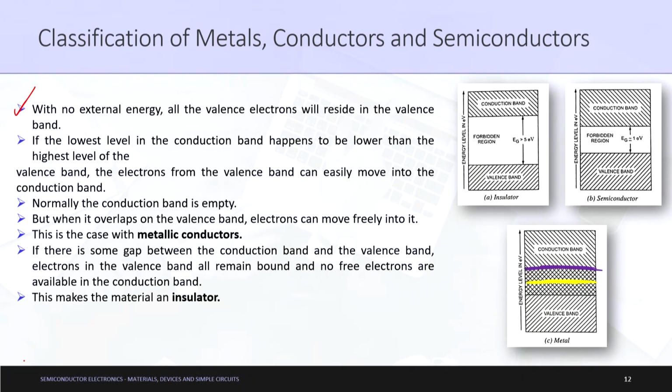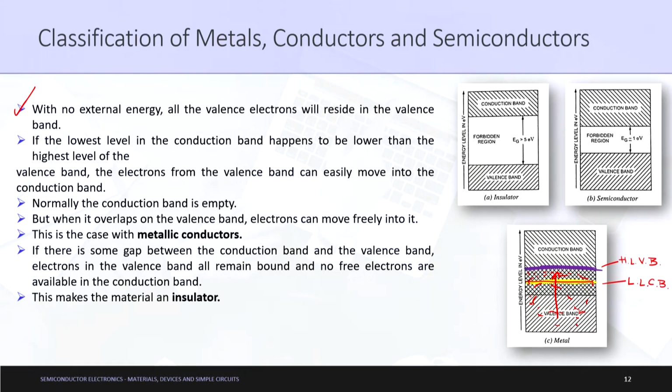Let us reiterate the statement again. If the lowest level in the conduction band happens to be lower than the highest level of the valence band, the electrons from the valence band can easily move into the conduction band. Quite evident, because the valence electrons can reside anywhere here, and as the conduction band is present till this point, they can directly move from the valence band to the conduction band.